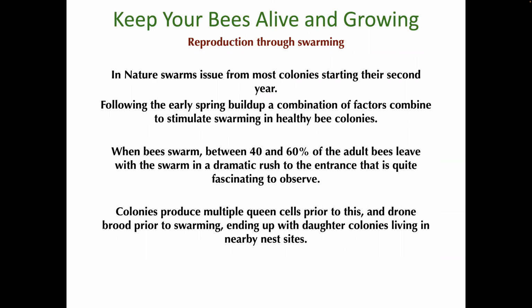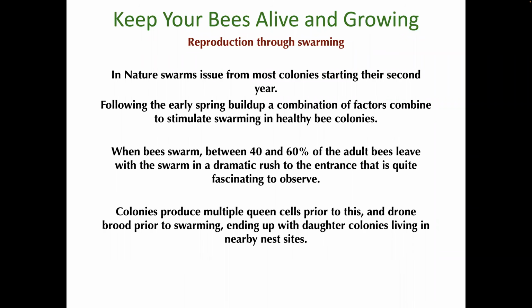Now, the second factor that I mentioned was reproduction through swarming. In nature, swarms come out of most colonies in their second year and additional years if they live long enough. With spring buildup, there can be a combination of factors that simulate swarming in healthy bee colonies. Somewhere between 40 and 60% of the bees leave with the swarm. If you've seen it, you know it's a really dramatic rush to the entrance. Fascinating to observe. Drones and just about any bee that's in the way gets pushed out with the swarm.